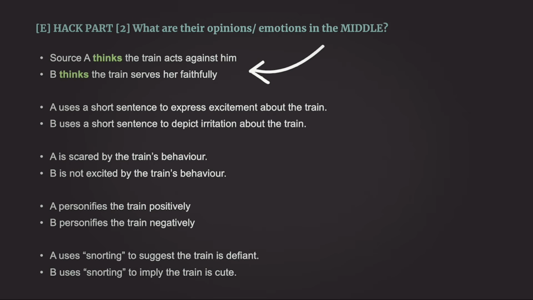The extracts that we looked at earlier continue to include other ideas that we can use, such as source A thinks the train acts against him. Source B thinks the train serves her faithfully. The similar thing here is that they both have an opinion and feelings about a train, but it's their opinions that are different. You'll see this pattern in all the others.